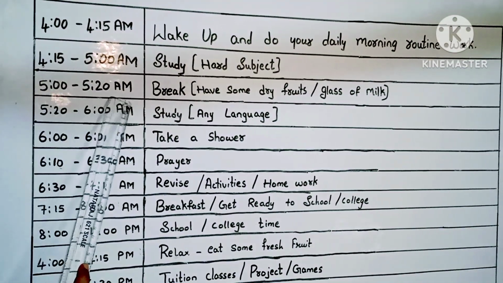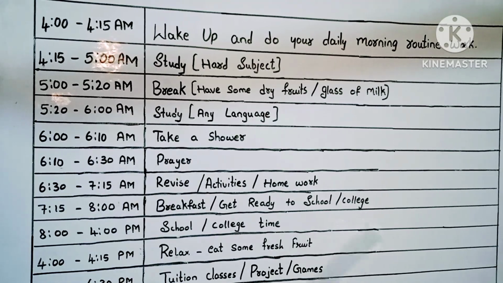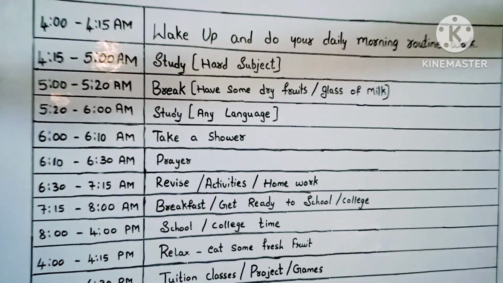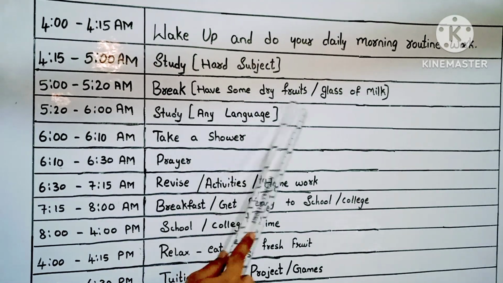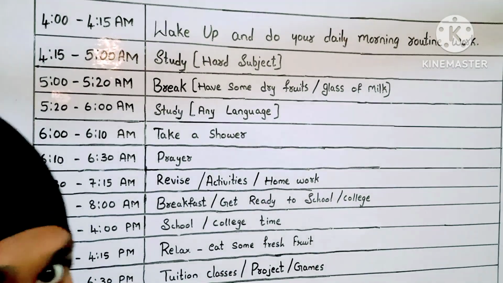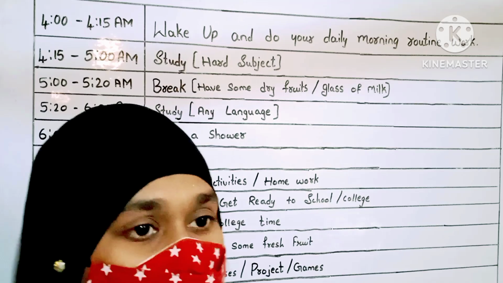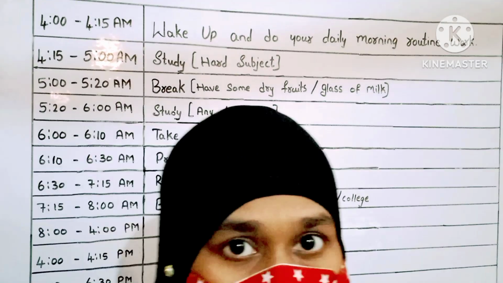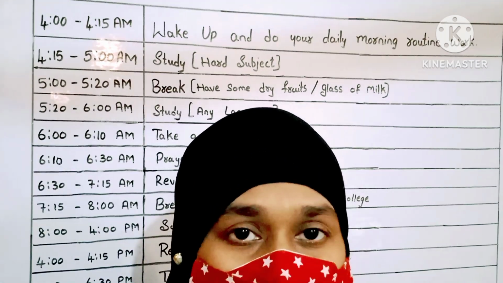5 o'clock to 5:20: break. After studying you need a break, isn't it? Have some dry fruits or a glass of milk so that you get energy. After studying you feel hungry, you need some energy.